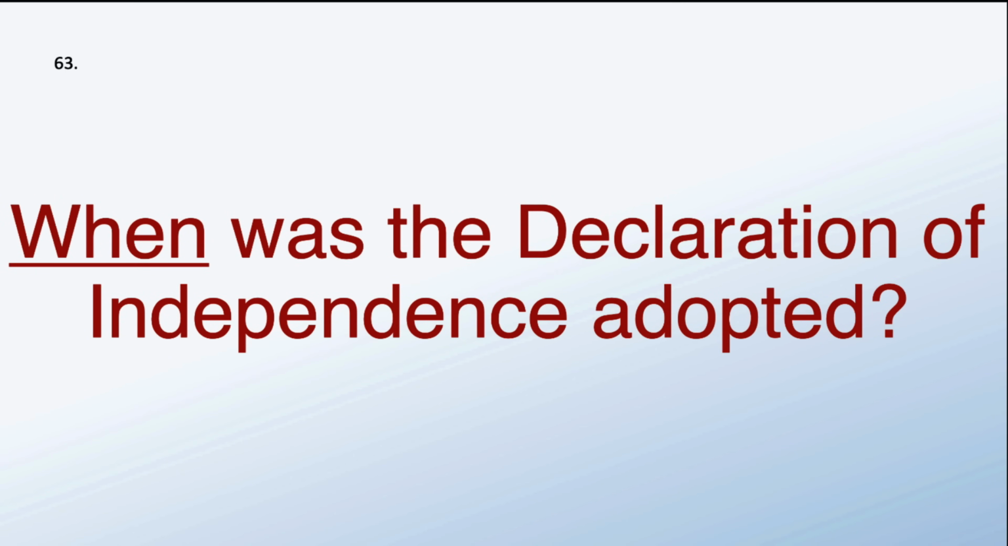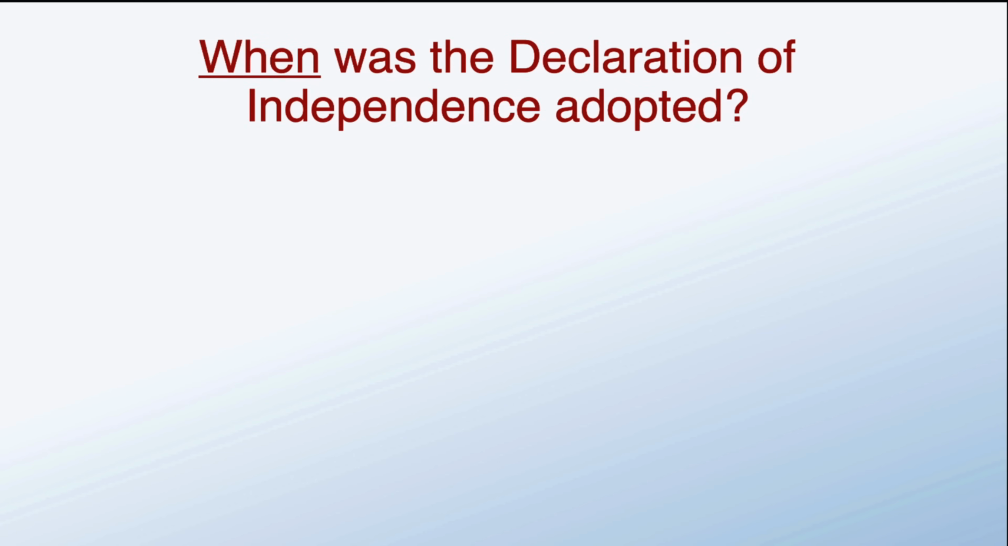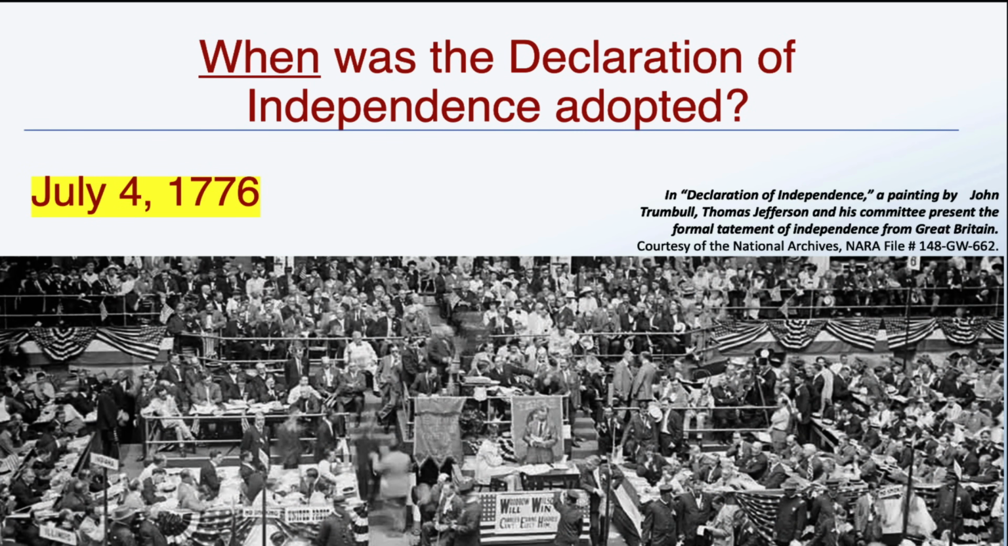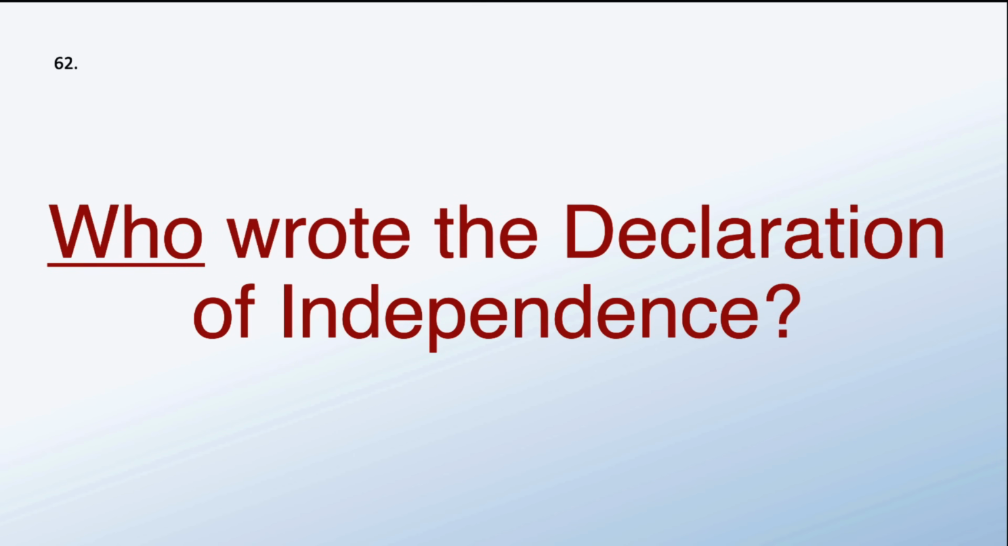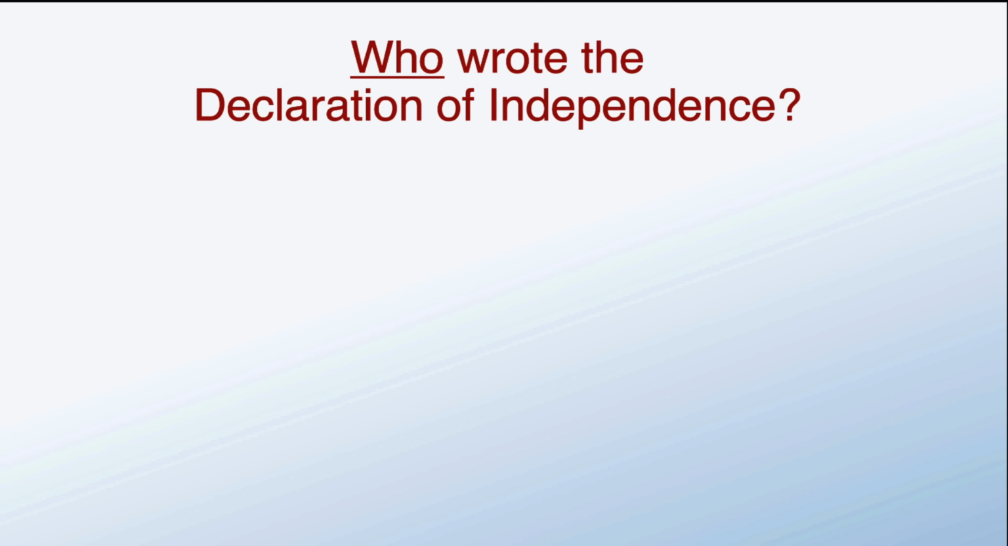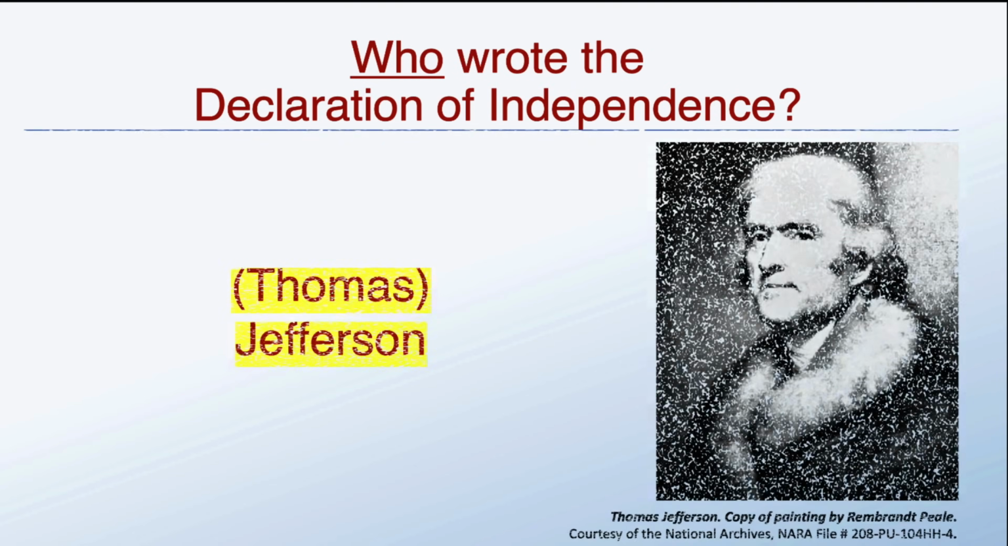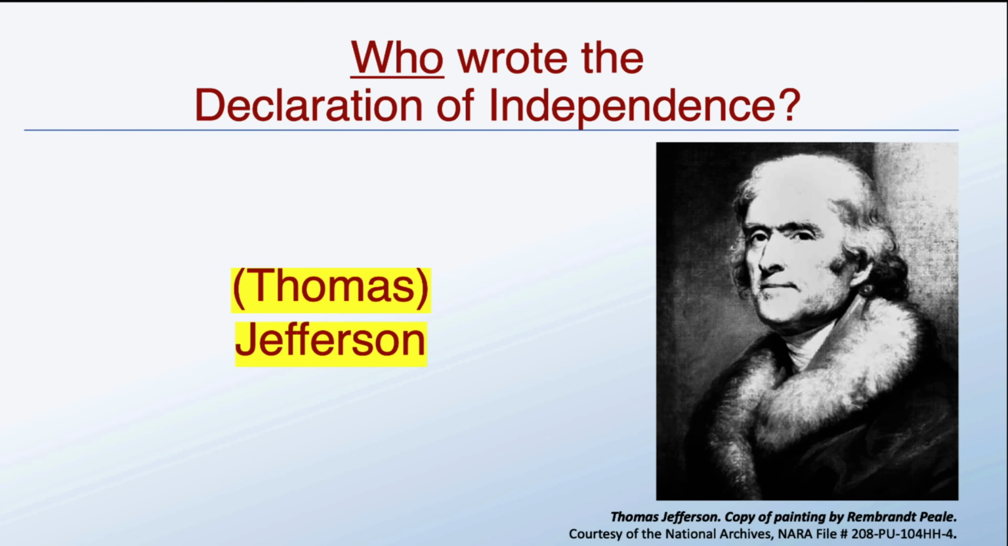When was the Declaration of Independence adopted? That was July 4th, 1776. The Declaration of Independence was adopted on July 4th, 1776. Who wrote the Declaration of Independence? Thomas Jefferson wrote the Declaration of Independence.